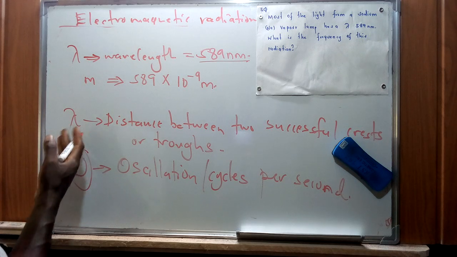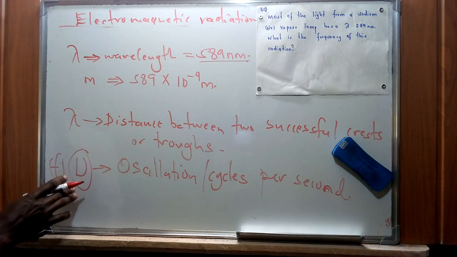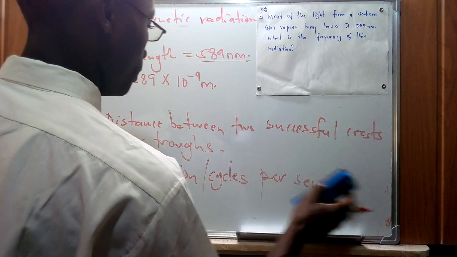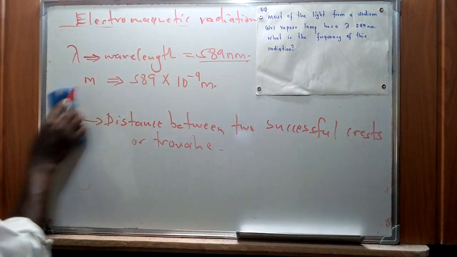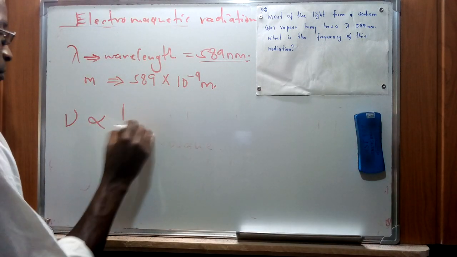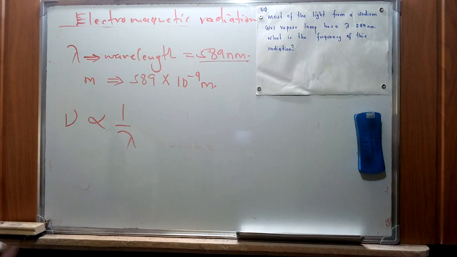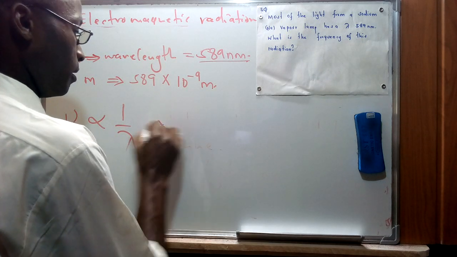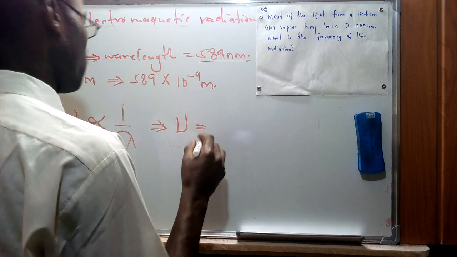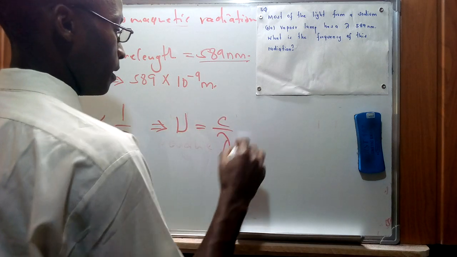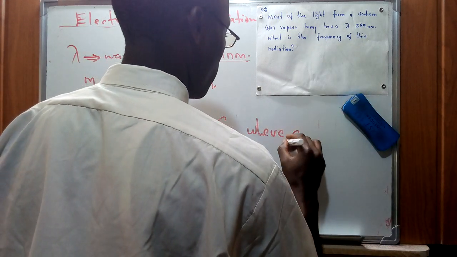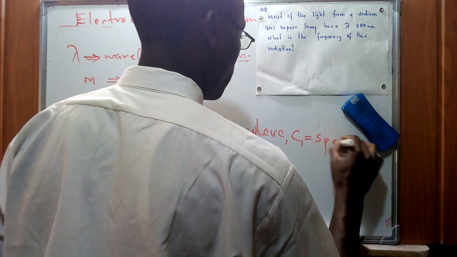So there's a relationship between wavelength and frequency for these electromagnetic waves that we have talked about, in that the frequency is inversely proportional to the wavelength. So this expression can be written in the form of frequency equals c over lambda, where c represents the speed of light.